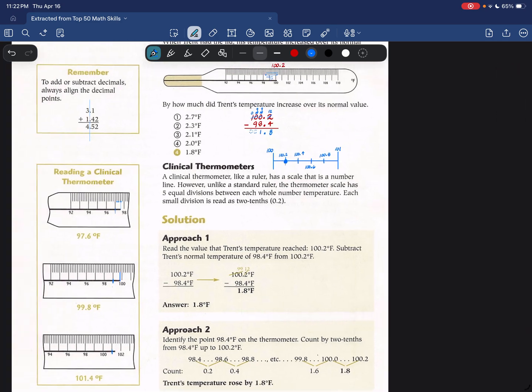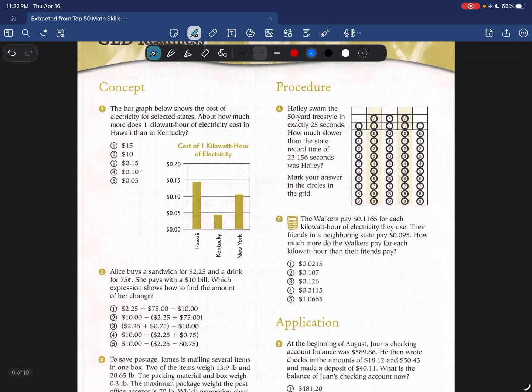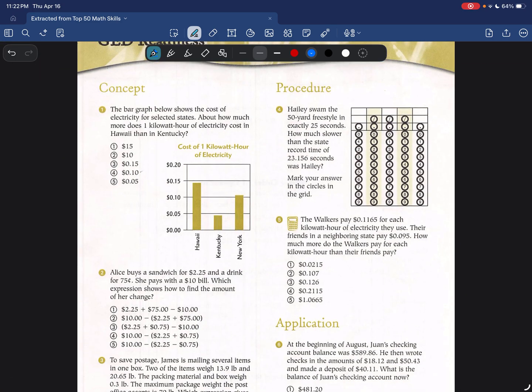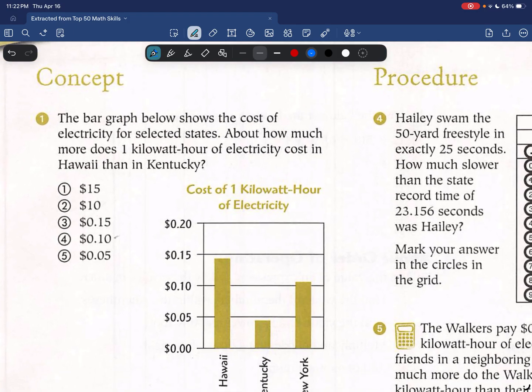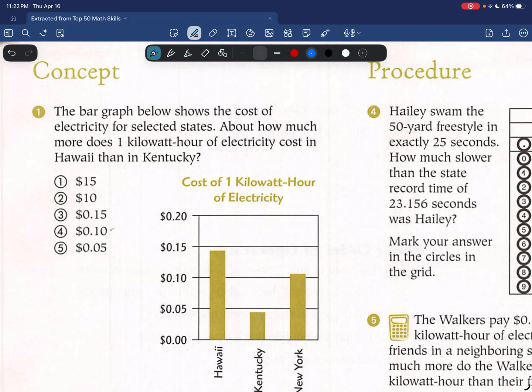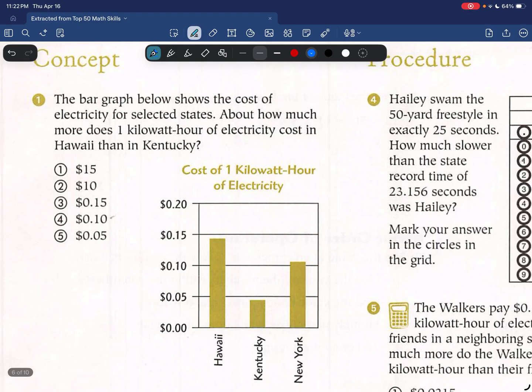All right, let's take a look at the practice. We have concept, procedure, and application again. And we're starting with concept. The bar graph below shows the cost of electricity for selected states. About how much more does 1 kilowatt hour of electricity cost in Hawaii than in Kentucky?